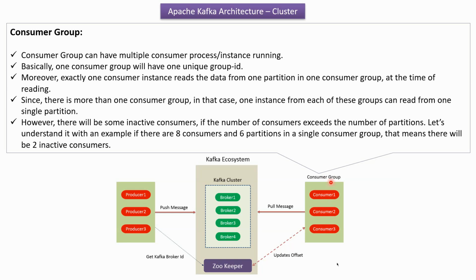There is a possibility of more than one consumer group. In that case, one consumer instance from each of these groups can read data from one single partition. If the number of consumers exceeds the number of partitions, then there is a possibility of some inactive consumers. Suppose in the consumer group there are 8 consumers and 6 partitions. That means there will be 2 inactive consumers.